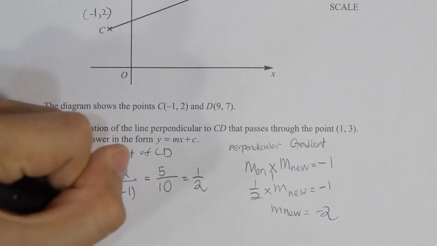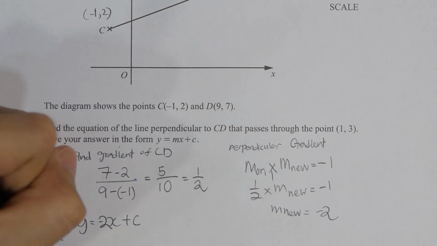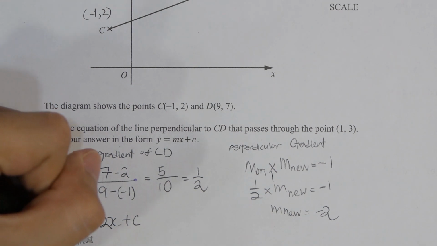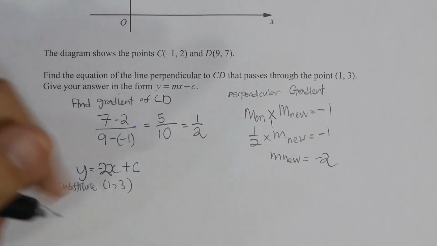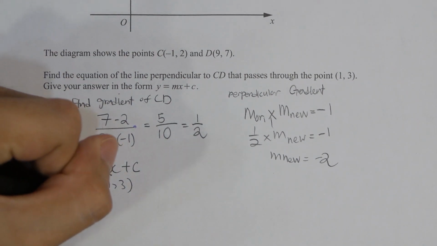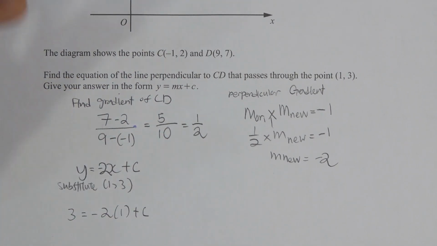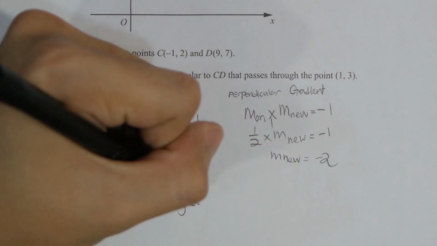So we get y equals to -2x plus c now. Then substitute the last information given, which is the coordinate (1, 3) into it, to identify c's value as 5. So the final result will be y equals to -2x plus 5.